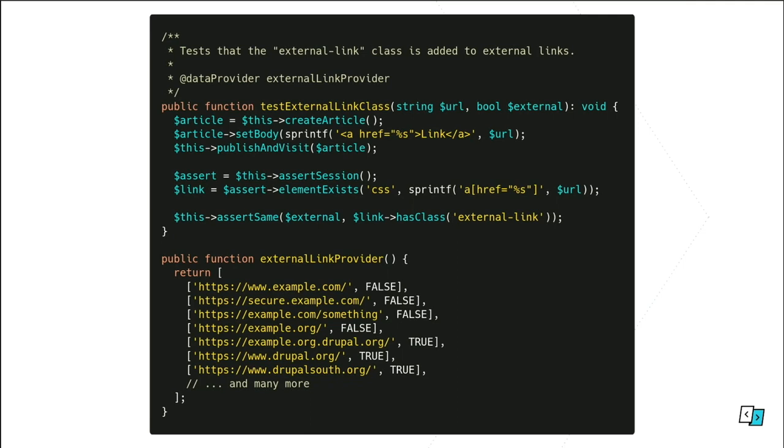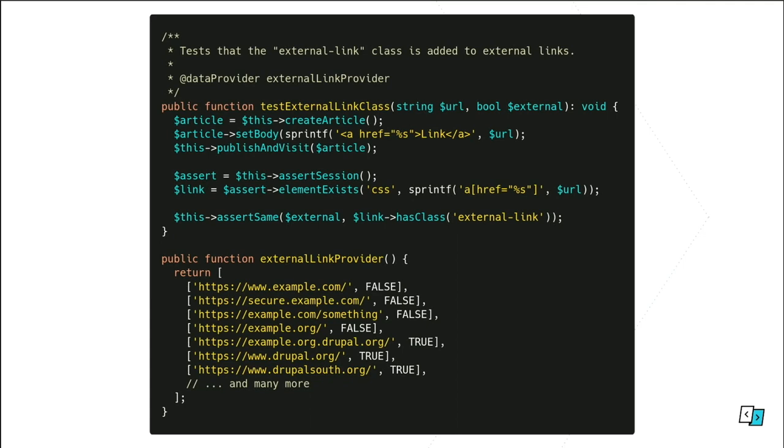But then if you're familiar with data providers, basically you can run the same test many times against different pieces of data. So we've got our list of URLs that we're going to run the test on. And it was creating a block and a page and all of that for every single URL. And there was something like 20 of them. So that's a waste of time, because really we only need to test that the class gets applied if it's considered external, and it doesn't get applied if it's considered internal.